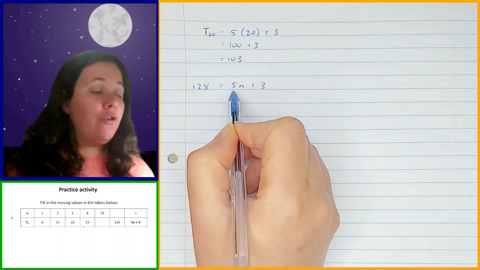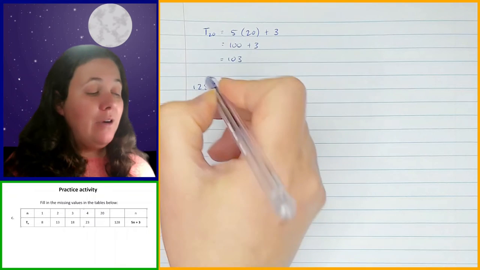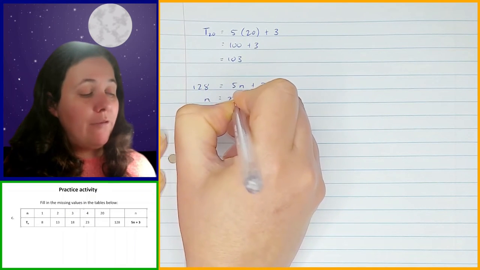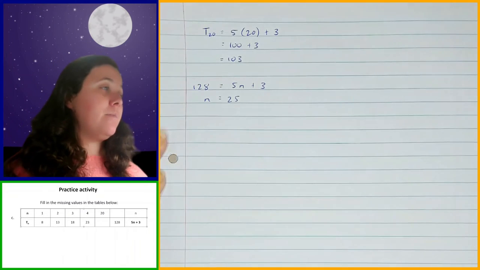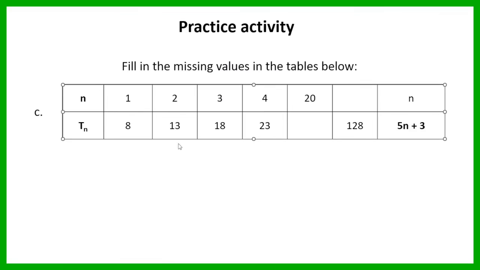So I need to know 5 times what will give me 125. 5 times 25 will give me 125. So that means that n must be equal to 25. So in other words, it's the 25th term. So when I go and put this on my table over here, the 20th term was 103. And the 25th term is equal to 128. Okay, so that's what you should have got for table C.